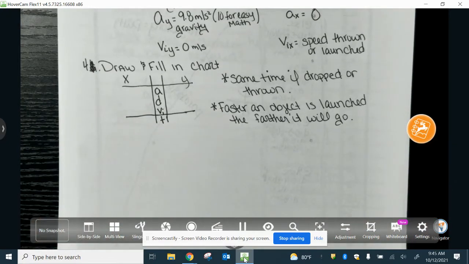The faster an object is launched, the farther it will go. If you throw something at 2 meters per second off a cliff versus 4, it's going to go twice as far in the X direction if it was going 4 than if it was going 2. It's still going to take the same amount of time to get to the ground, but it's going to have traveled further distance.